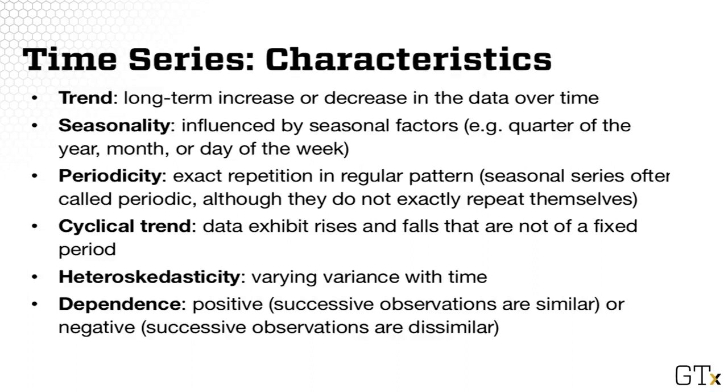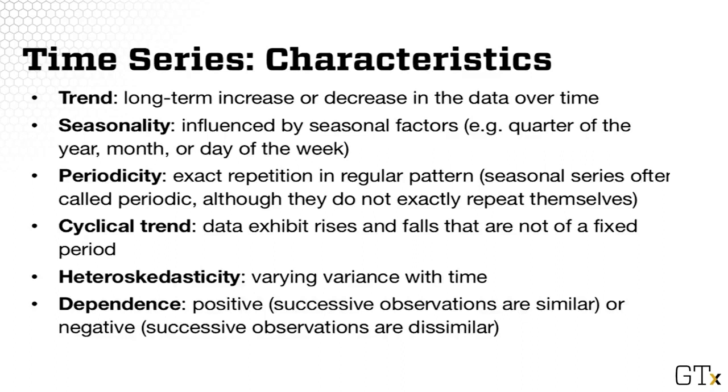One very important characteristic is the trend. The trend can be a long-term increase or decrease in the data over time, or it can fluctuate smoothly or non-smoothly. Seasonality is influenced by seasonal factors: quarter of the year, month, or day of the week. When seasonality repeats exactly at the same time intervals and with exactly the same regular pattern, we have periodicity. But there could be other cyclical trends that do not repeat over similar or the same periods of time. Cyclical trends are when data exhibit rises and falls that are not of a fixed period.